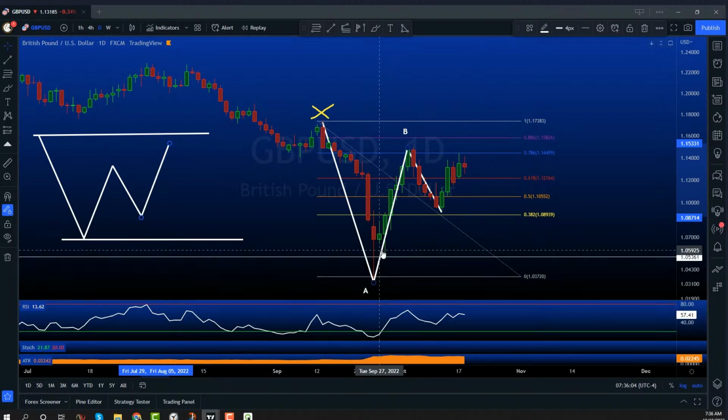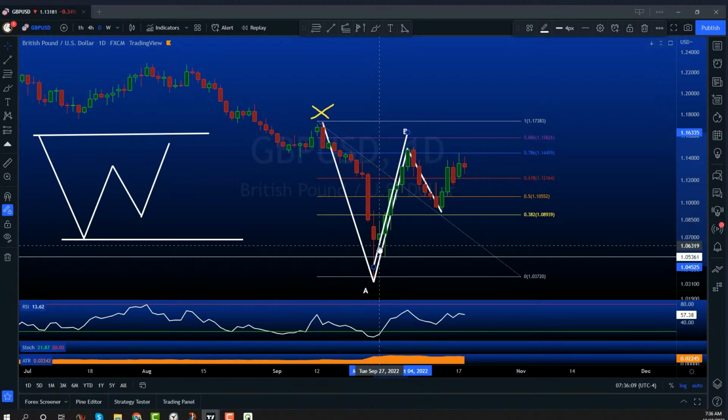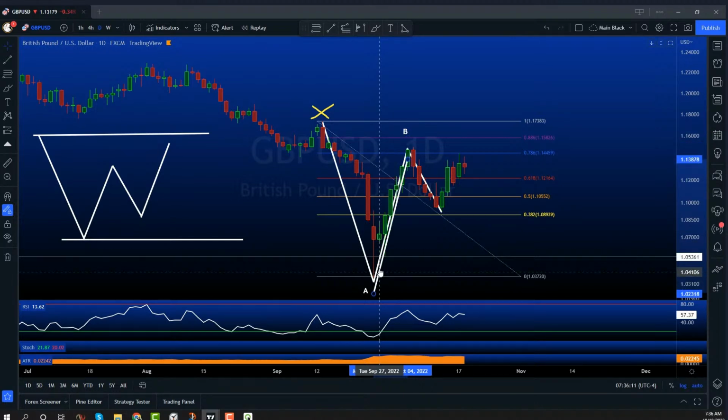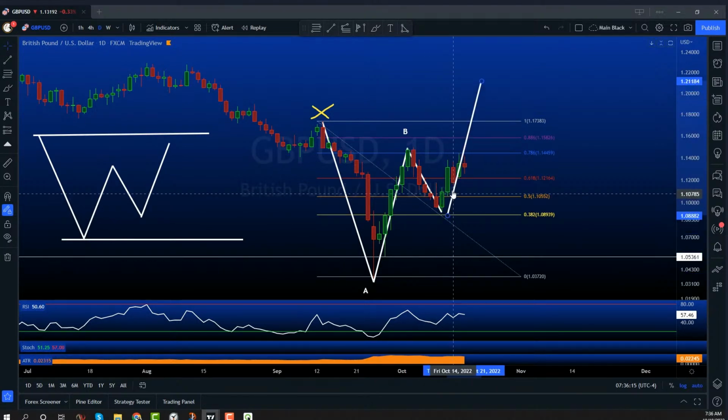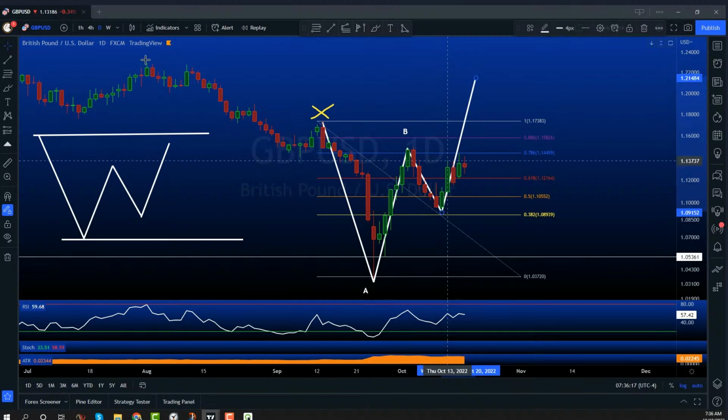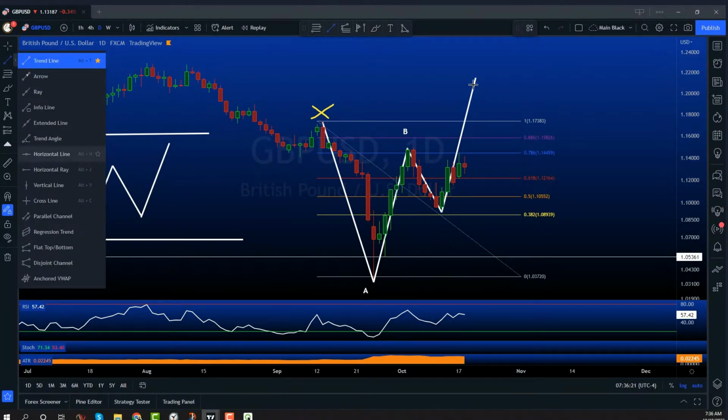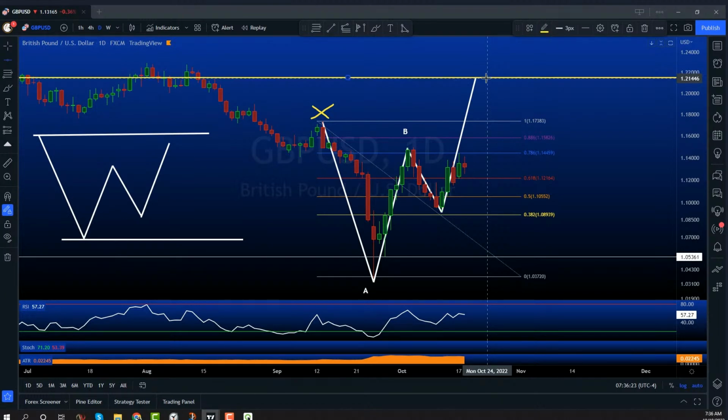One is going to be the completion, looking at that being an AB equals CD pattern, right? So this is our X or our A to B move. Simply copying, pasting that move and looking for an equal measured move higher and having that area be your completion.